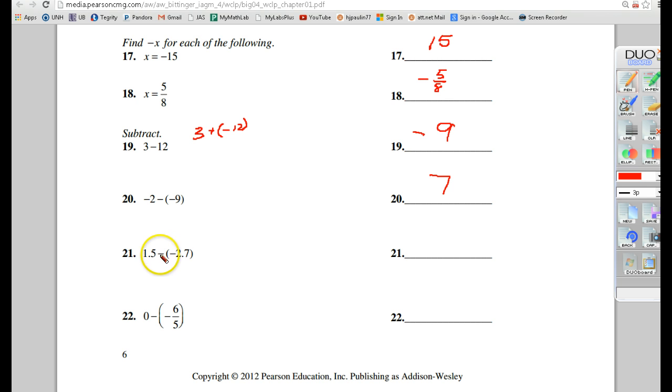Now here again, two negatives. The opposite of a negative makes this a positive. So this is going to be a 2. And how about a 4.2? Now here we're adding a 0, and this is the opposite of this. So when we add a 0 to any number, it doesn't change its value. This is going to be 6/5, because the opposite of this is that. Adding it to 0 keeps it the same.